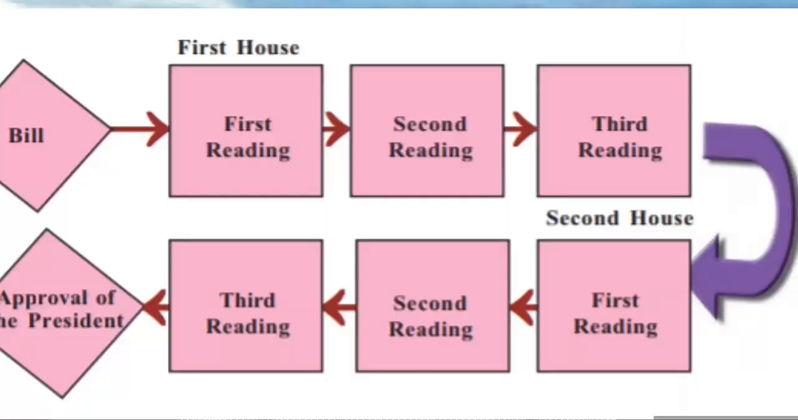An ordinary bill can be introduced either in Rajya Sabha or in the Lok Sabha first. The House that considers the bill first is called the first House, and the House that considers it next is called the second House. In both houses, the bill passes through various stages that are given in our textbook as a chart. Please see that chart.